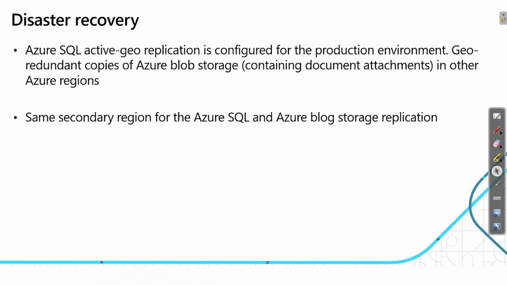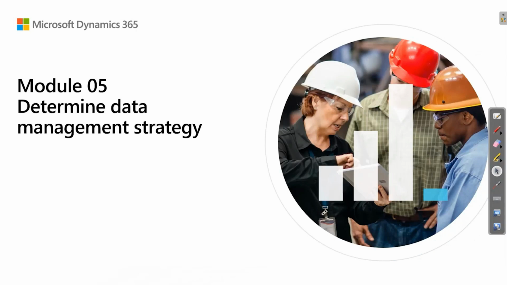For disaster recovery, Azure enables a geo-replication of your data that is stored in Azure Blob Storage. It creates a geo-redundant copy of your Azure Blob Storage. With that, that's the wrap for module number 4.